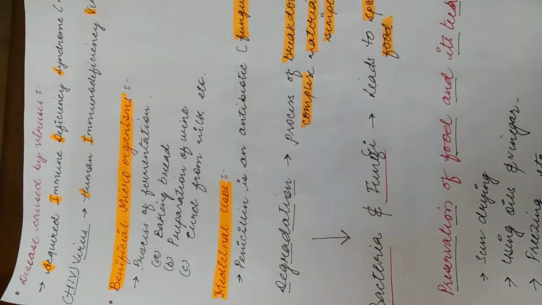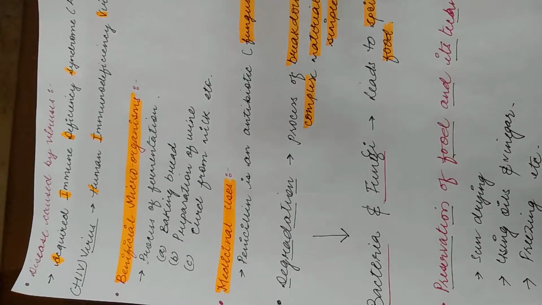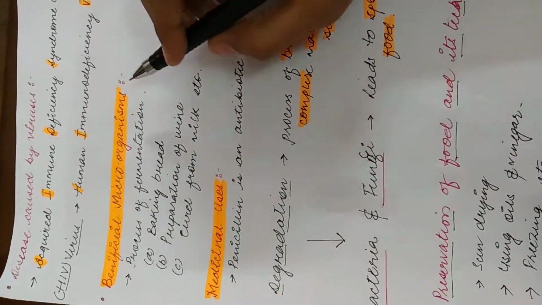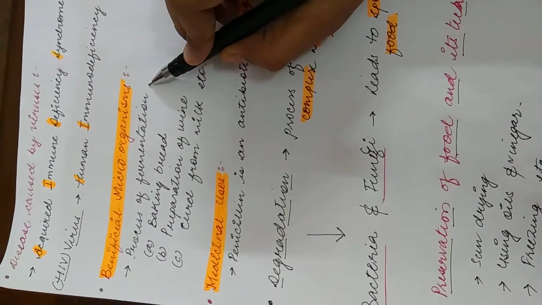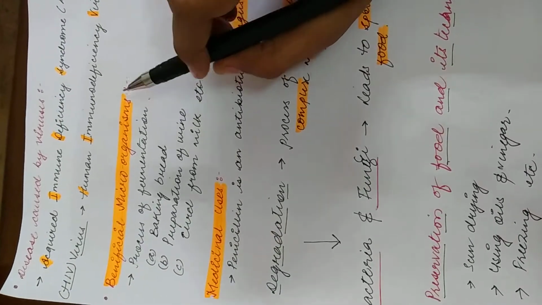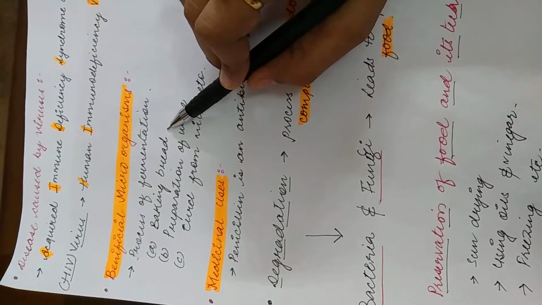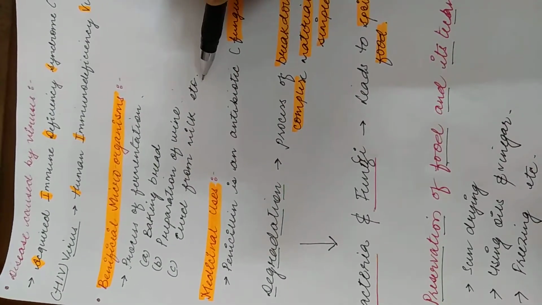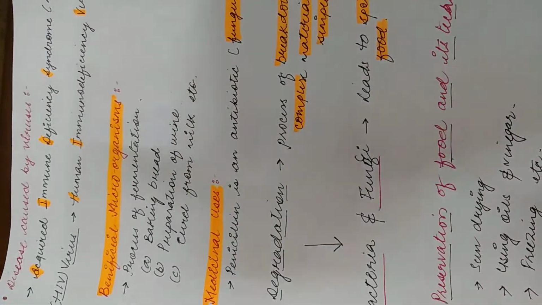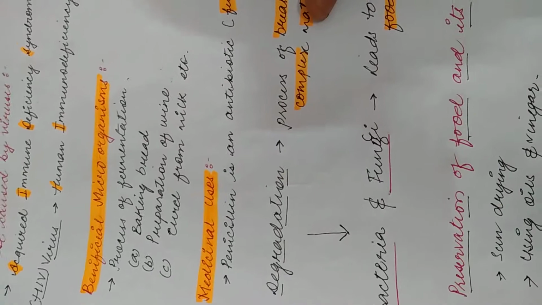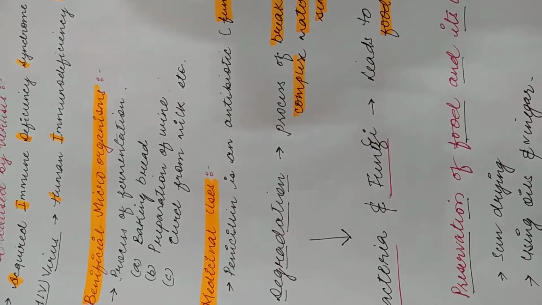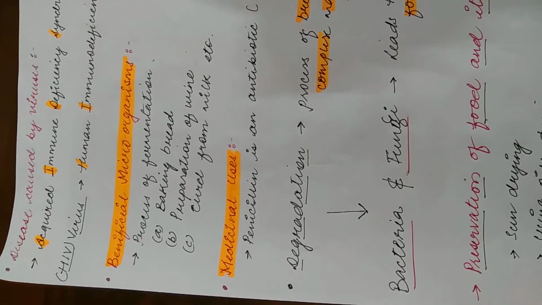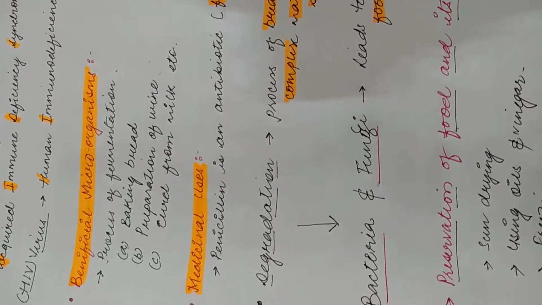But some of the microorganisms are actually very beneficial. Now how? Through the process of fermentation. It can be used in the baking of bread. Then it can be used in the preparation of wine. It can be used in the formation of curd from milk. So through the process of fermentation, they are beneficial microorganisms in the formation of many things which we use on a daily basis.